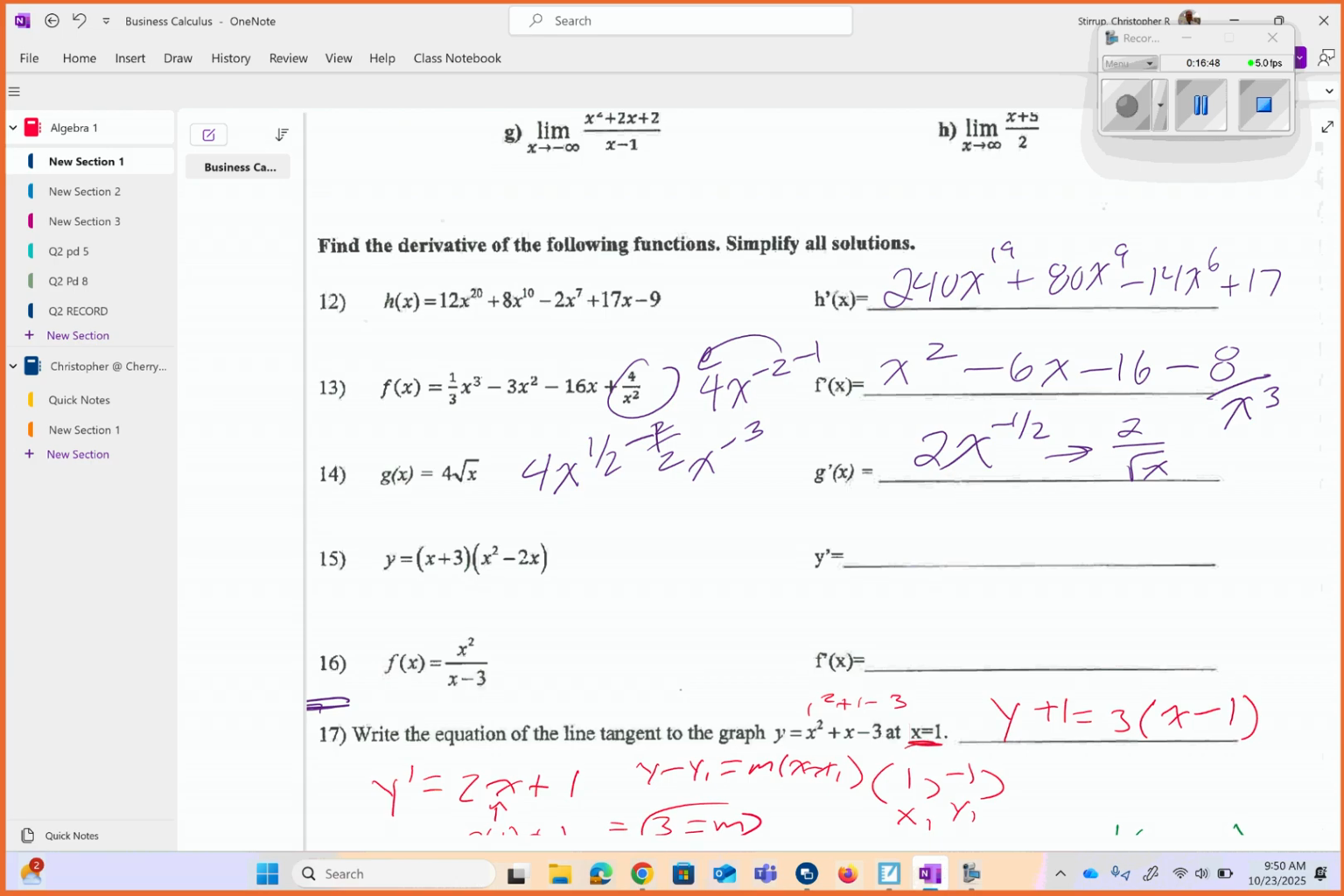All right, for number 15, I have not taught you something called the product rule yet. So we can't use the product rule. So what we have to do is we have to FOIL it out. So I'm going to get x to the 3rd minus 2x squared plus 3x squared minus 6x, combine like terms. Take the derivative of that, so I'm going to get 3x squared plus 2x minus 6.